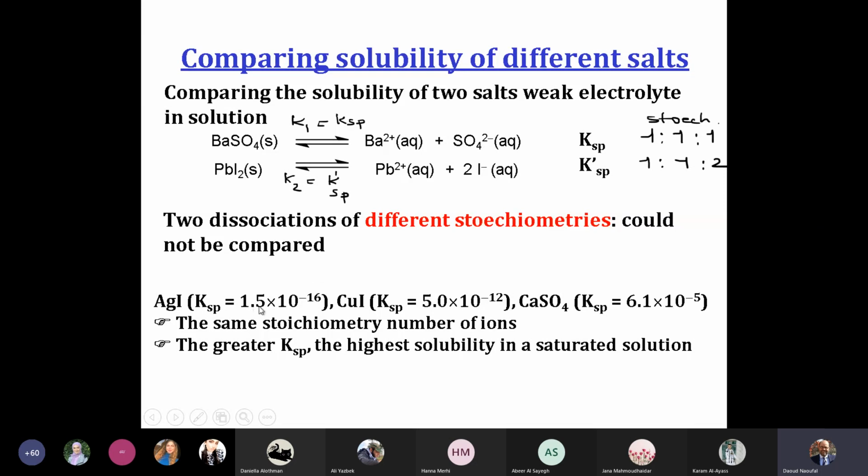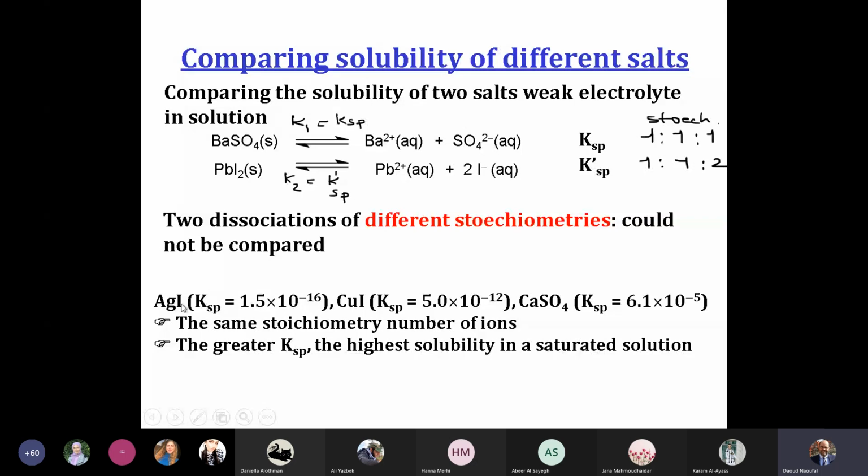AgI, Ksp equals 1.5 × 10^-16; CuI, Ksp equals 5 × 10^-12; CaSO4, Ksp equals 6.1 × 10^-5. If we look at the stoichiometries of these solids, this is 1,1, this is 1,1, and CaSO4 is also 1,1. In this case, we can compare their dissociations according to the value of Ksp. The greater the Ksp, the higher the solubility.